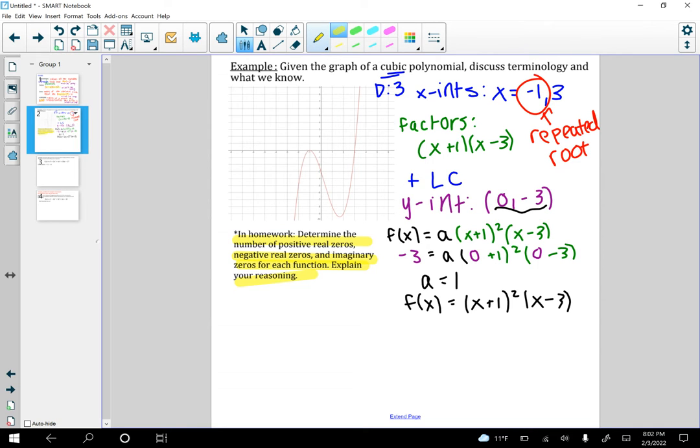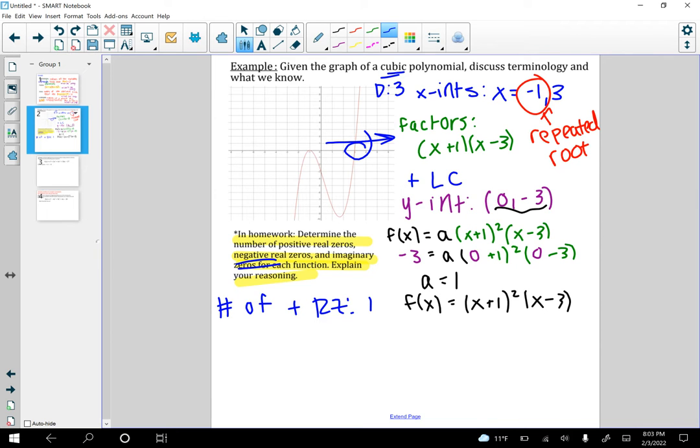So when we're talking about positive real zeros, that means x-intercepts, and positive meaning on this side of my x-axis. So for example, 4 would be a positive real zero. So if I were to list my number of positive real zeros, I'm just going to use RZ for real zeros, there would only be 1, and it'd be at x equals 4.